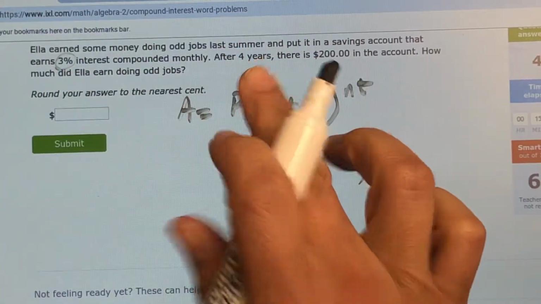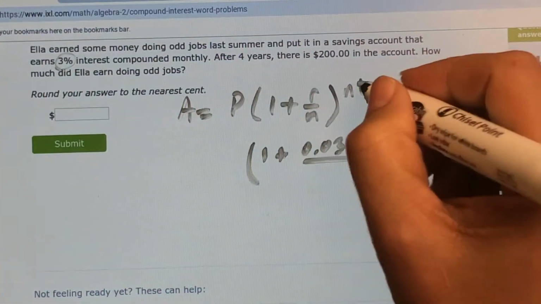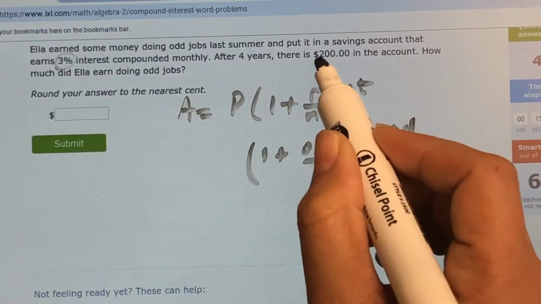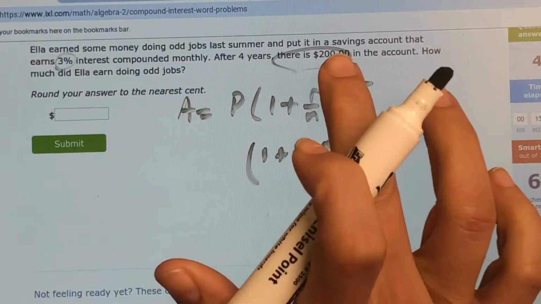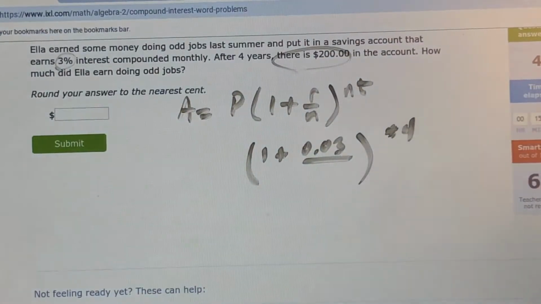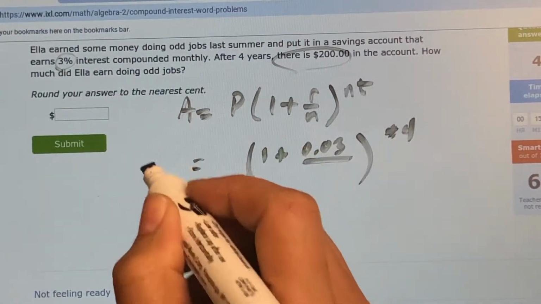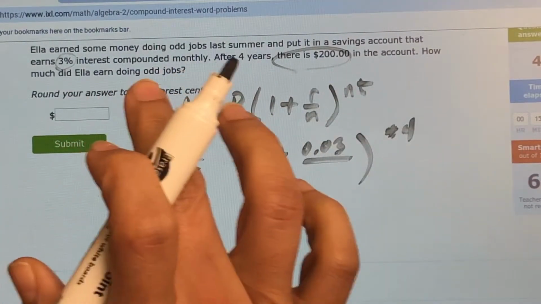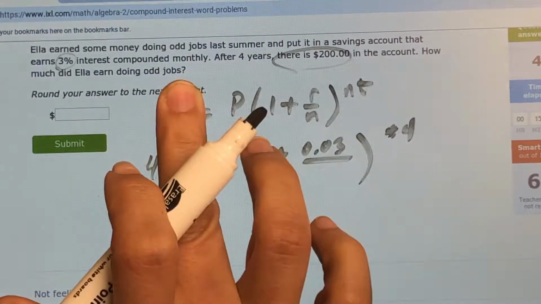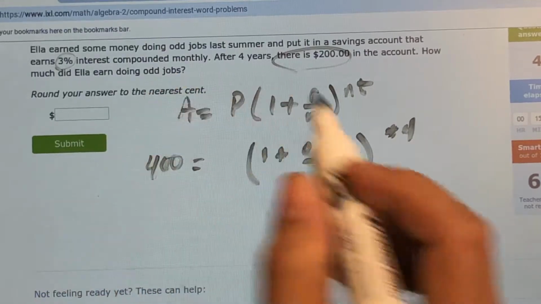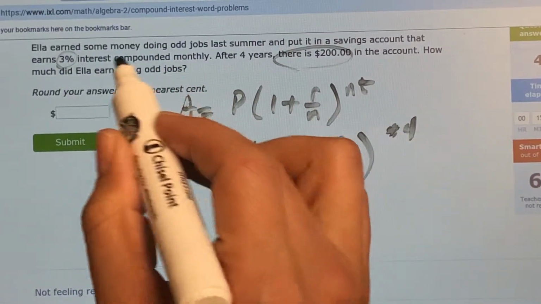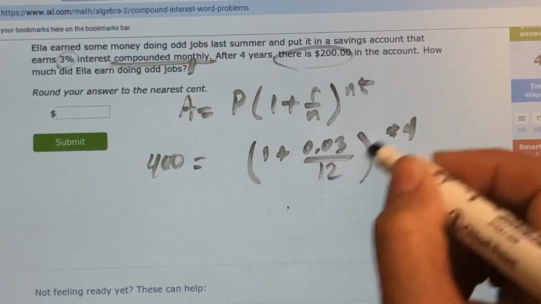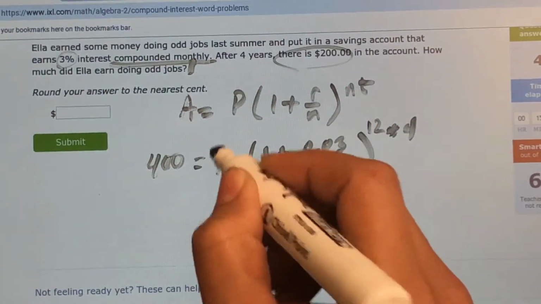After 4 years, so my time is 4, so it's going to be times 4. The amount is 400. So this is not what I start with. This is after 4 years. So that means that's going to give me my balance after 4 years. That's what I'm given there. How much did Ella earn doing odd jobs? Okay. It's compounded. I need to know what it's compounded, so I missed that. Oh, it's compounded monthly. So that means what? 12. So that's 12. And I'm really looking for P.